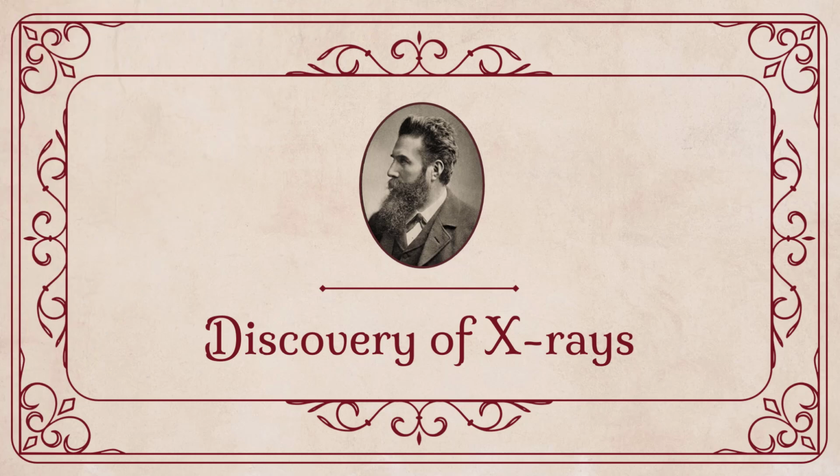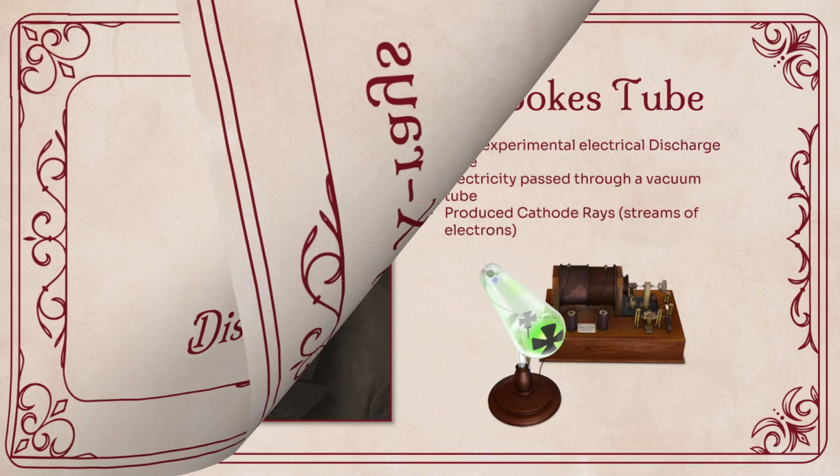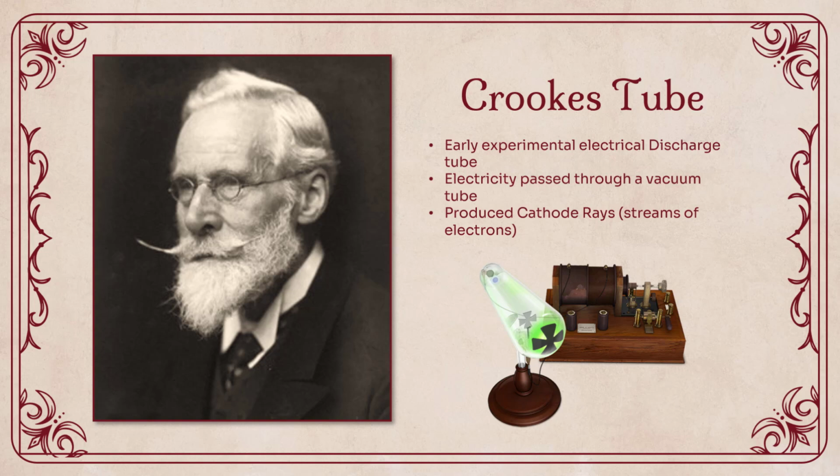The journey starts with Wilhelm Roentgen's discovery of X-rays in 1895. He was a German physicist who accidentally stumbled upon these mysterious rays, and we'll talk about how that happened. First of all, I want to introduce the Crookes tube.